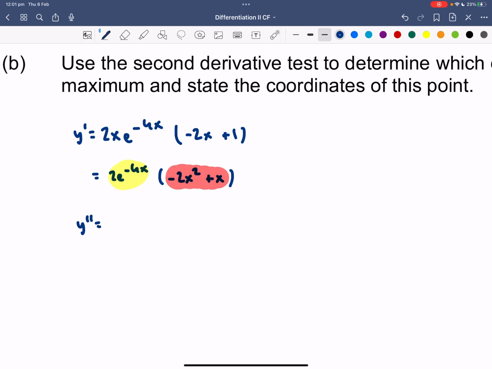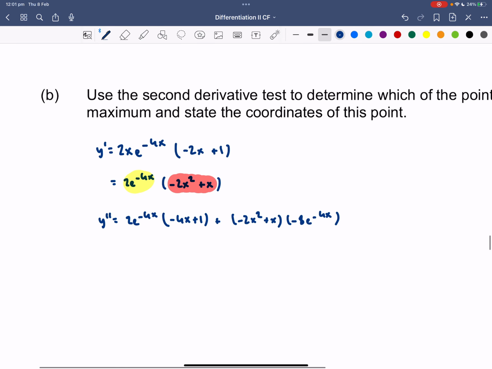So copy out 1, so I'm copying out 2e to the minus 4x, then I differentiate the other one, plus the other way around, copy out minus 2x squared plus x, and then differentiate this. That means we bring the minus 4 to the front, so that's going to be minus 8, and then copy it out. I will not simplify this.